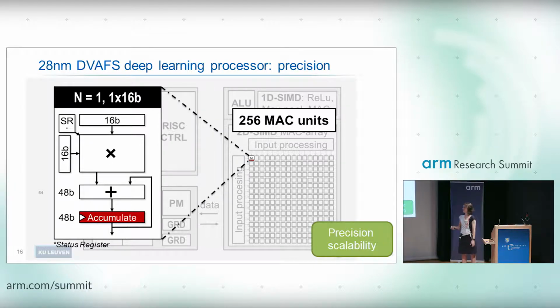Of course, it's not enough to just be able to control this. You also want to save energy if you go to lower precision. Otherwise, there is no benefit. Before we go there, important to note is that this precision is controlled by the RISC controller by an extra instruction that was added to the processor. So from cycle to cycle, you can just change it. Now, how do we save energy here if we go to lower precision modes?